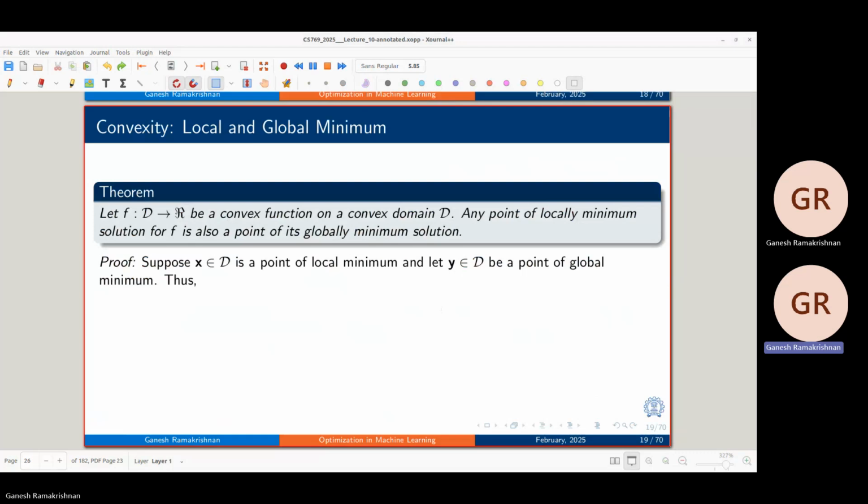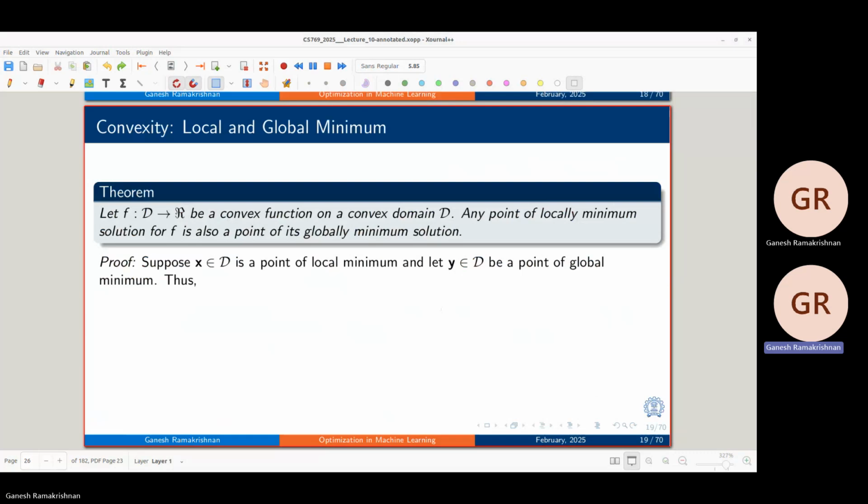X equals y. Do we need to prove that? We are not concerned with x being equal to y. A point of local minimum should be a point of global minimum. There could be multiple points of global minimum. All we are trying to show is that f of x should be equal to f of y. Okay.